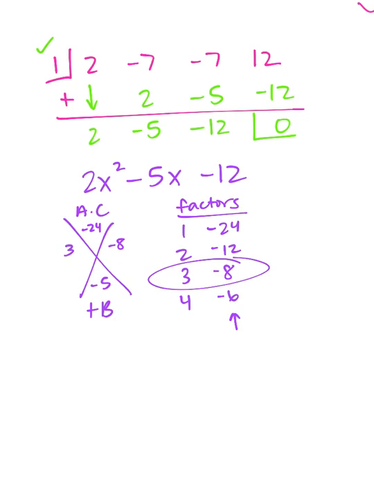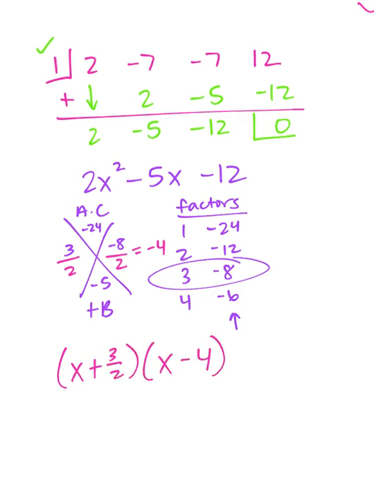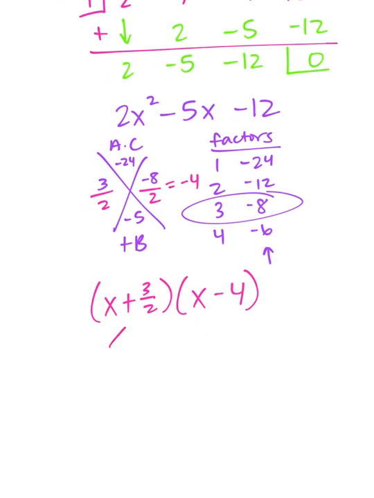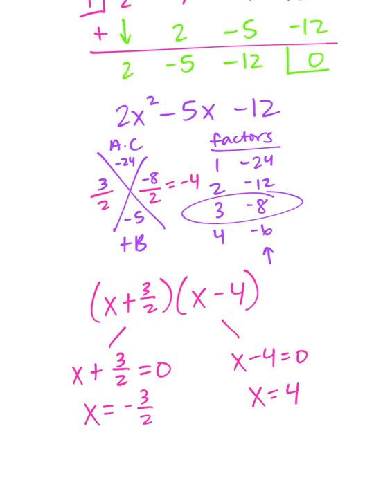But we multiplied by A, so I need to divide that back out. I'm going to simplify if I can. The 3 halves doesn't simplify, but -8 over 2 becomes -4. So I've got x plus 3 halves and x minus 4. Now this is again a situation where you could rewrite that first factor, but since we're setting them equal to 0 anyways, I would just leave it as is. It's going to save you a couple of steps. So this becomes x equals -3 halves and x equals 4.